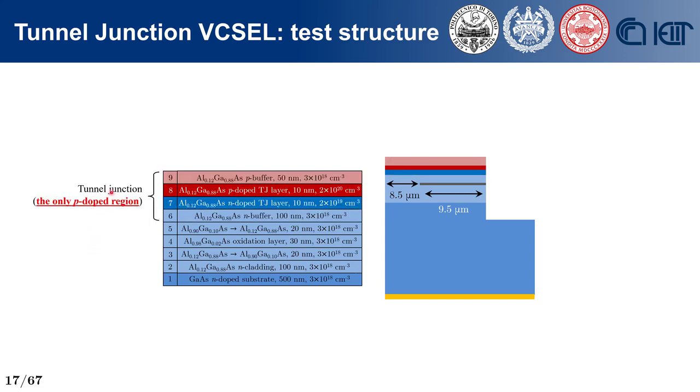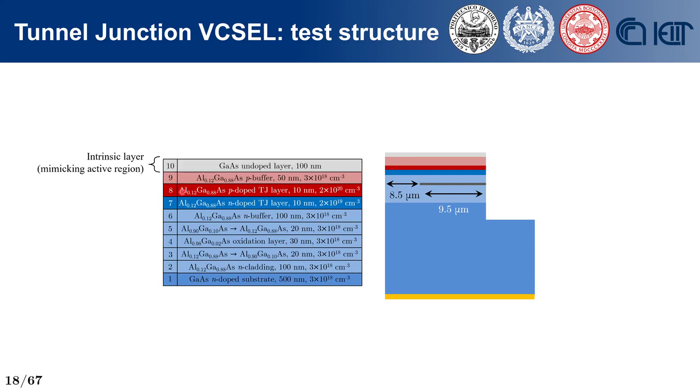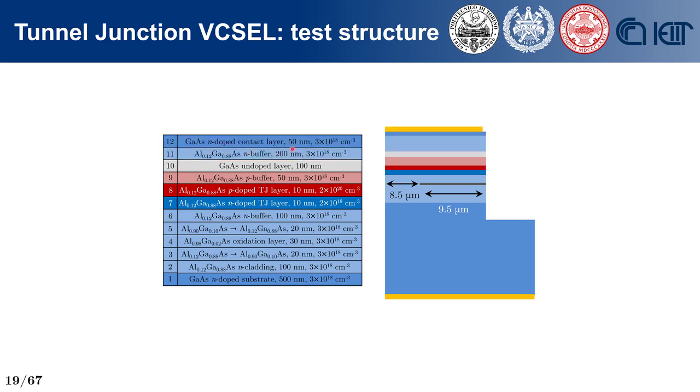Then the main dish, the most important part of the device, the only p-doped region, is the tunnel junction. You can see here that the p-doped regions are in red. Then we have the intrinsic layer mimicking the active region. We don't have quantum wells in this geometry because it is just a test structure. And then a buffer and the top contact. Both contacts, now notice, are n-doped.